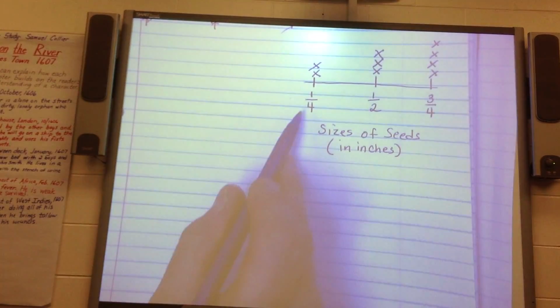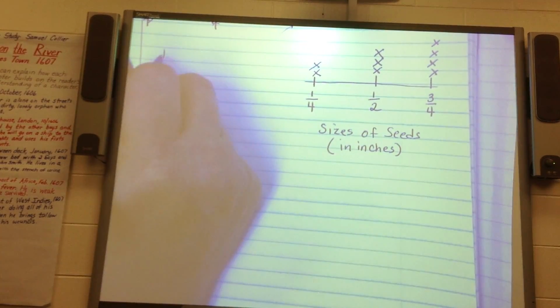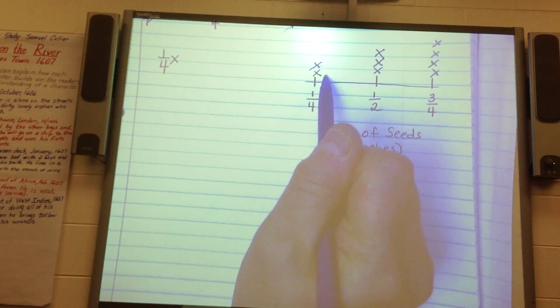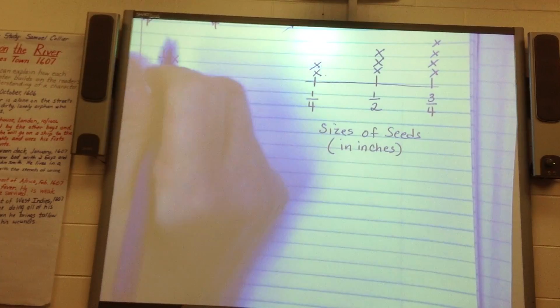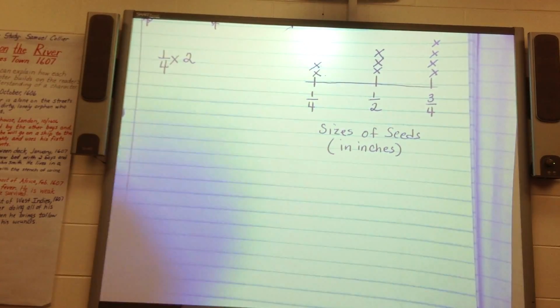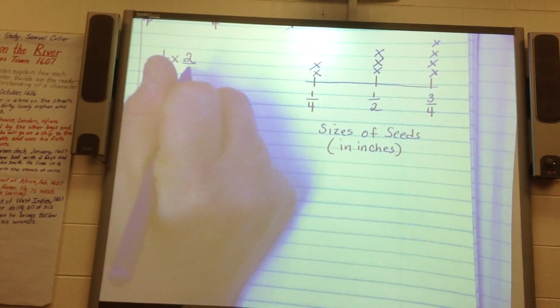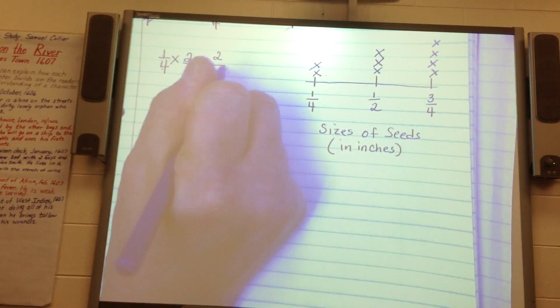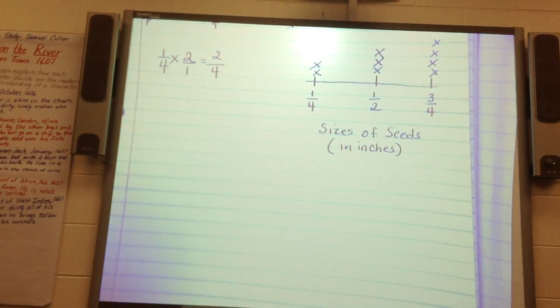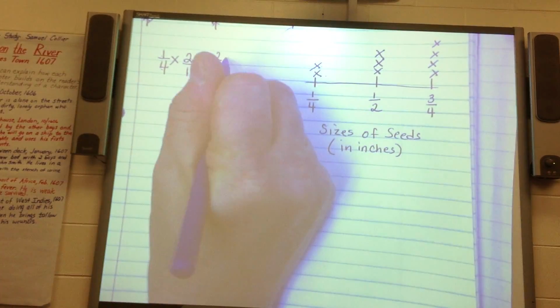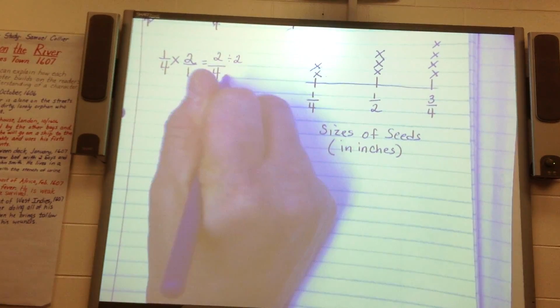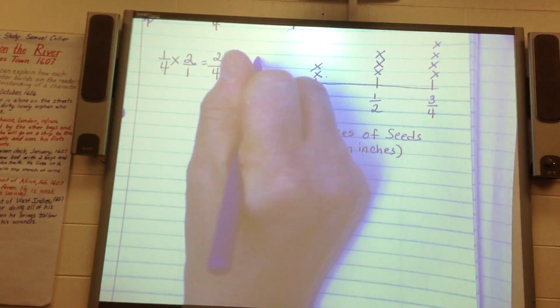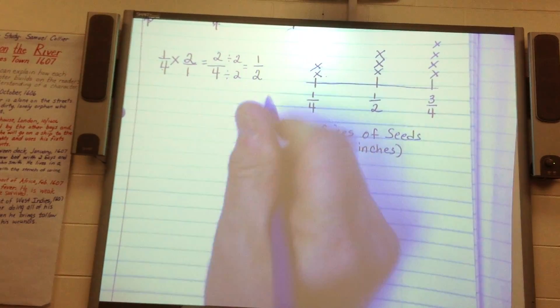I want to know the total of both of these seeds and their length. So I'm going to have to take the 1/4 and I'm going to multiply that times the 2 x's because I had 2 seeds that were that length. So when I multiply numerators and denominators, I have 2/4. I am going to simplify that because I like to simplify everything. I think it's important that we do that. So I'm going to get 1/2 as my final answer.